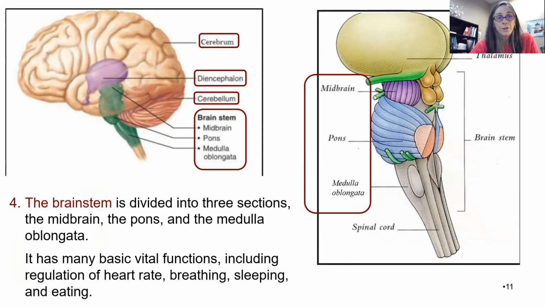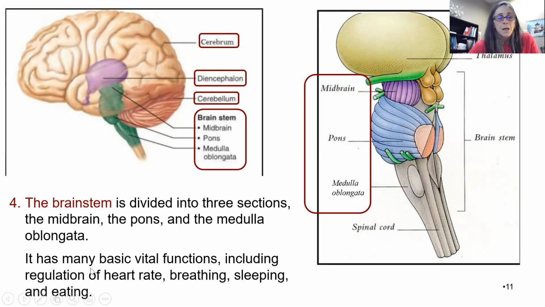Okay, so we finished with the diencephalon and the cerebellum and the cerebrum. So what does that leave us with? That leaves us with the brain stem. The brain stem follows the diencephalon. It has three parts: the midbrain, the pons, and the medulla oblongata. This is what it looks like right here.